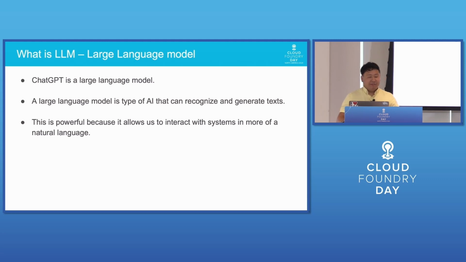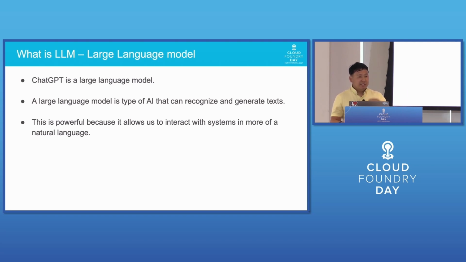I just wanted to define a quick term before we move on to the next section. What is an LLM? It's a large language model. ChatGPT itself is a large language model. A large language model at the end of the day is just a type of AI that can recognize and generate text. This is powerful because it enables users of systems to interact in a more natural language than they haven't been able to before.